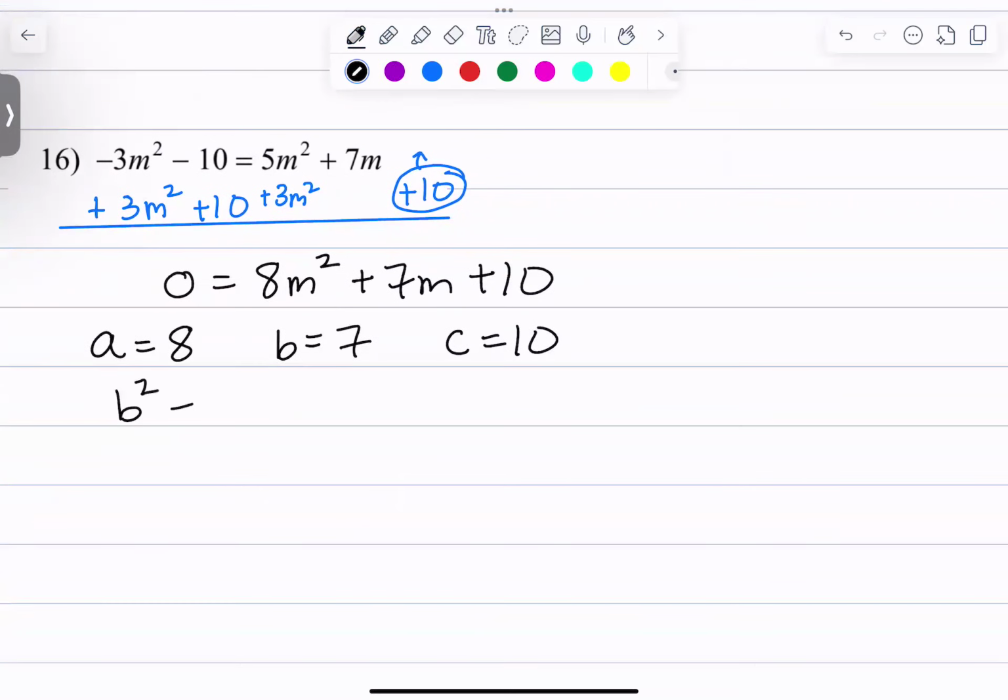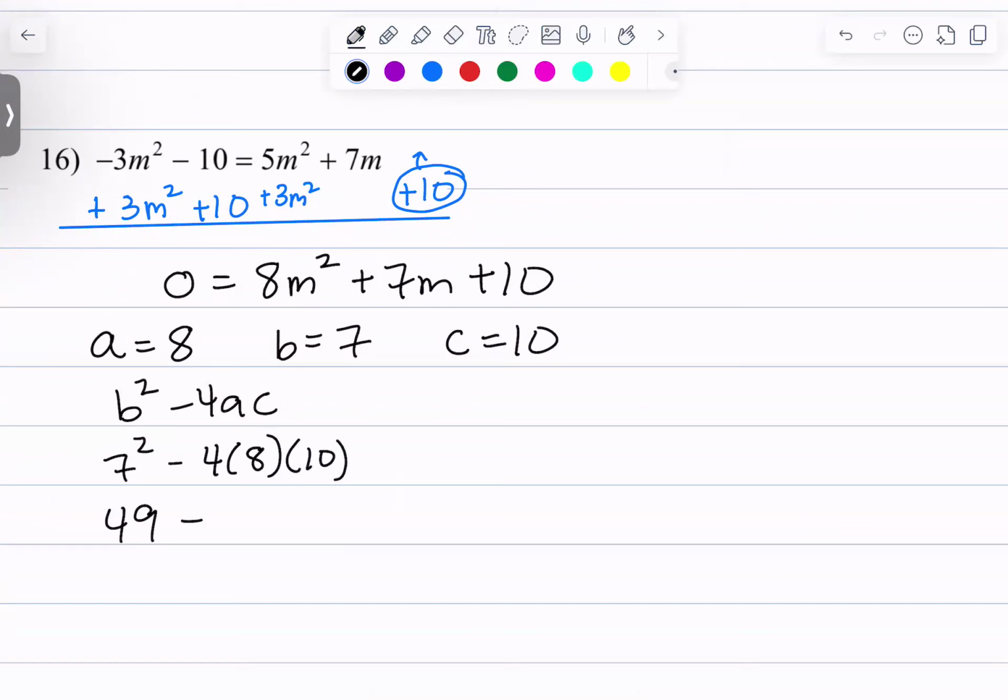So B squared minus 4AC, here I come. 7 squared minus 4 times 8 times 10. That's 49 minus, what is 8 times 10? 80, right? Which is greater than 49, which I'm subtracting it. So it's again a negative number. So it's 0 real solutions.